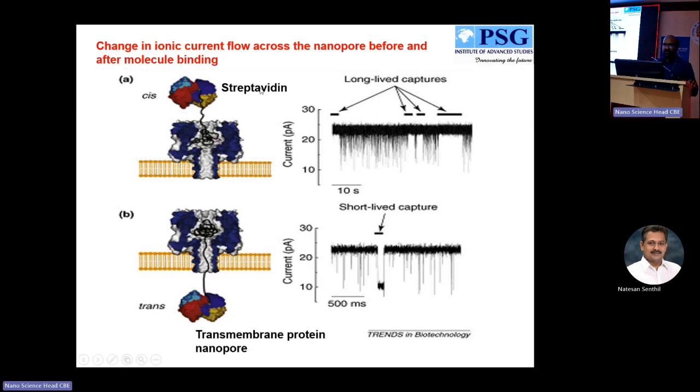You see, there's a molecule streptavidin which passes through this, and once it passes through the membrane, there is a change in the potential. Look at the current.